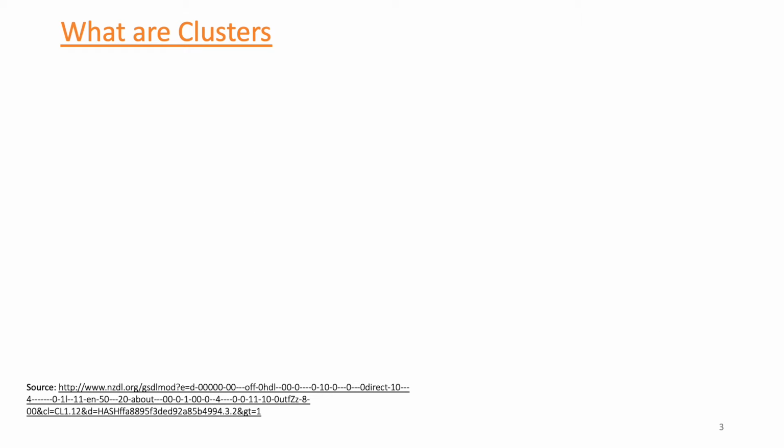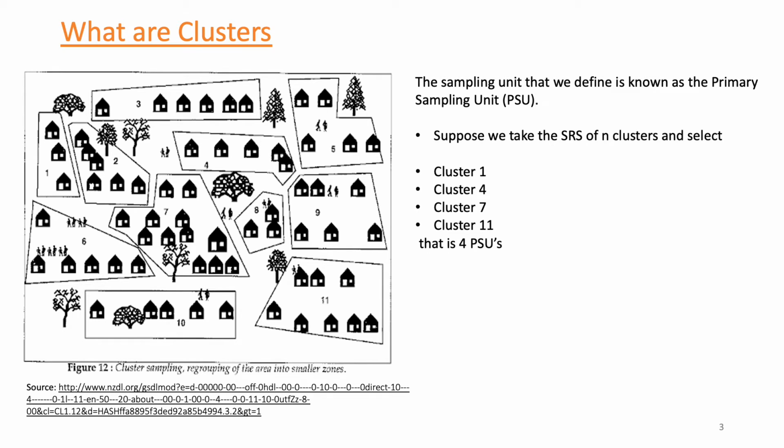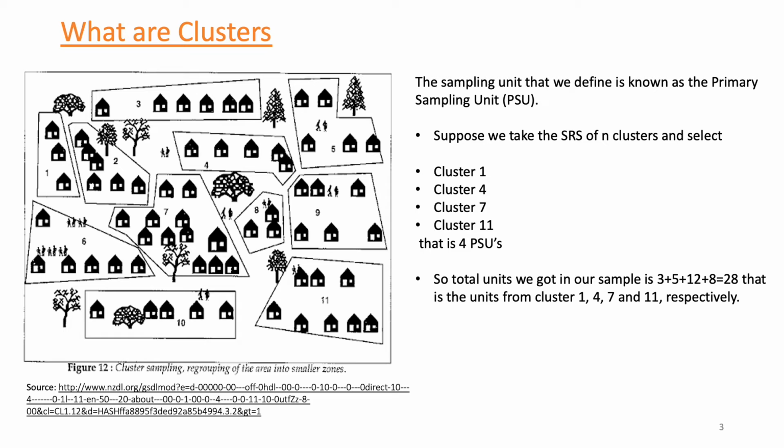Let us now understand what clusters are. The primary sampling unit is what we define to be clusters. Let us understand this with an example. I have got this example where I have different households. The total number of clusters here is 11, and suppose now we want to take the SRS of four sampling units. So after taking the SRS here, a small n will be our 4, that is, the 4 primary sampling units. And since we are taking all the population units from the selected clusters, the total will be 28, that is, 3 population units from cluster 1, 5 from cluster 4, 12 from cluster 7, and 8 from cluster 11.